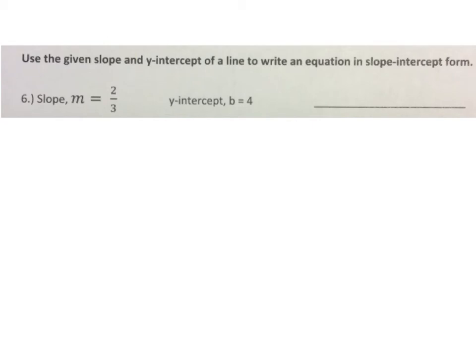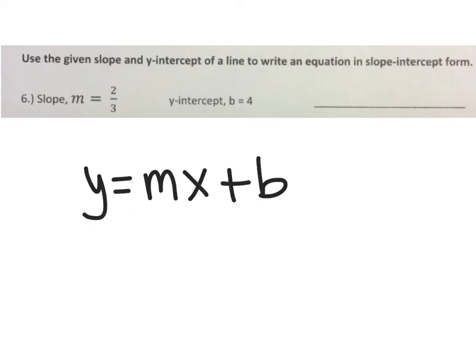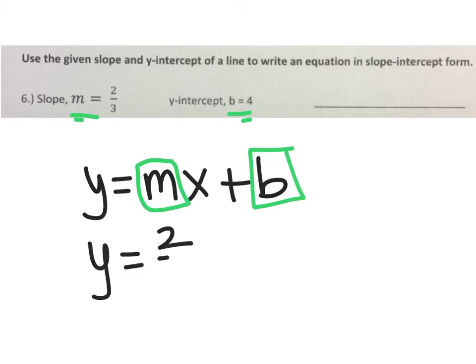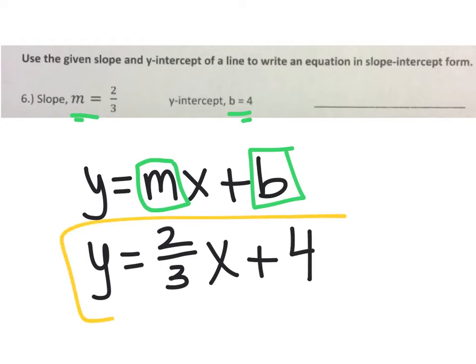For number 6, use the given slope and the y-intercept of a line to write an equation in slope-intercept form. Slope-intercept form is y equals mx plus b. All you need to do is substitute in the m, which is slope, and the b, which is the y-intercept. So our equation would look like this. Instead of the m, I put in 2/3, but don't forget to put the x next to it. And instead of the letter b, I sub in the 4. That's it.